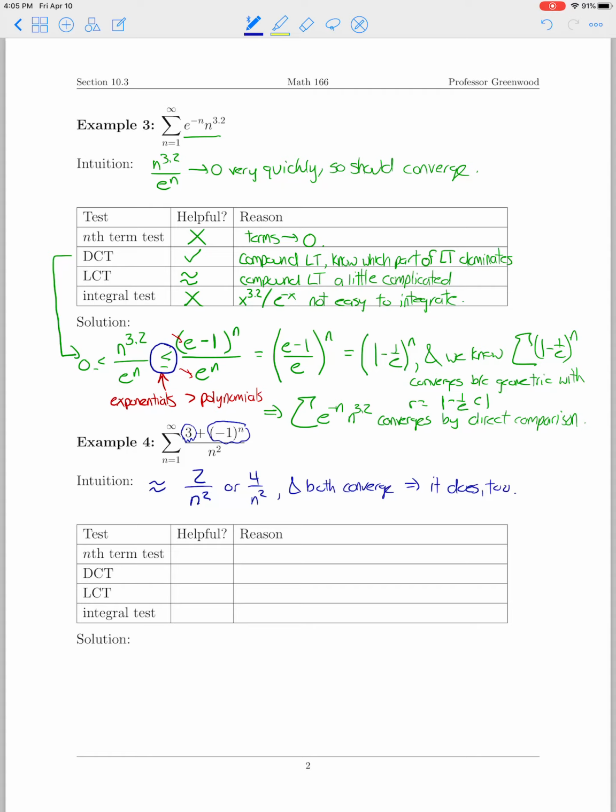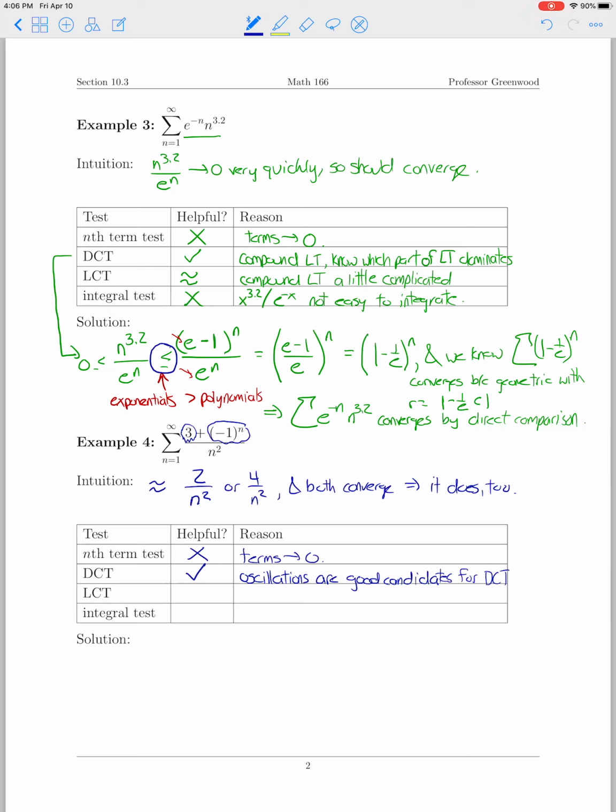All right, and so again, I need to be able to show this more formally. And so for the nth term test, that's not going to be helpful here, again, because the terms do go to 0. The direct comparison test is going to be helpful, and that's because I can replace the minus 1 to the n with either a plus or minus 1 to find upper bounds. And so in other words, these oscillations are always going to be good candidates for the direct comparison test. And that's just because we can remove them by making a nice comparison.